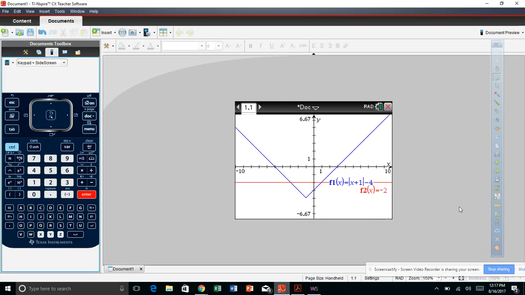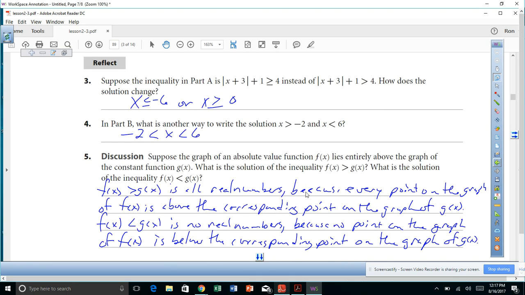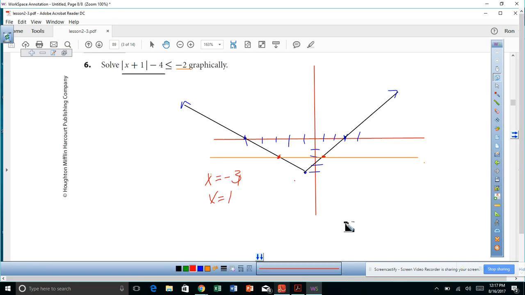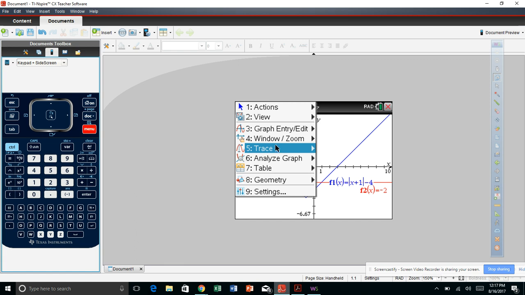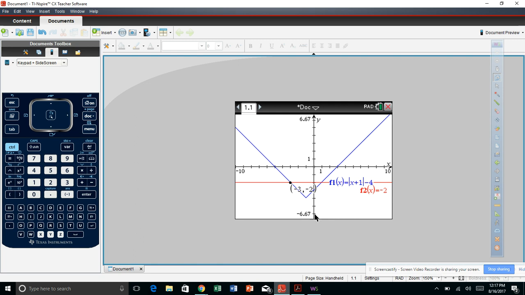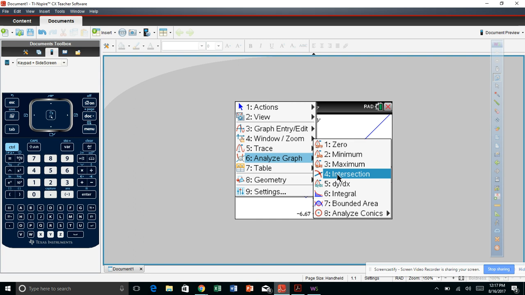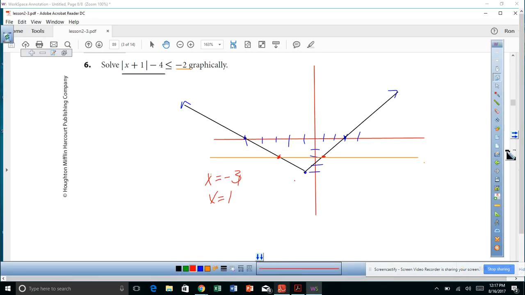Let's see. Yeah, it kind of looks like what I had over there. And then what about the points? Well, let's find that point there and that point there. And that would be menu 6, 4, and -3, and menu 6, 4, and 1. Okay, so I said it was between -3 and 1. There it is. All right. Glad that worked out.